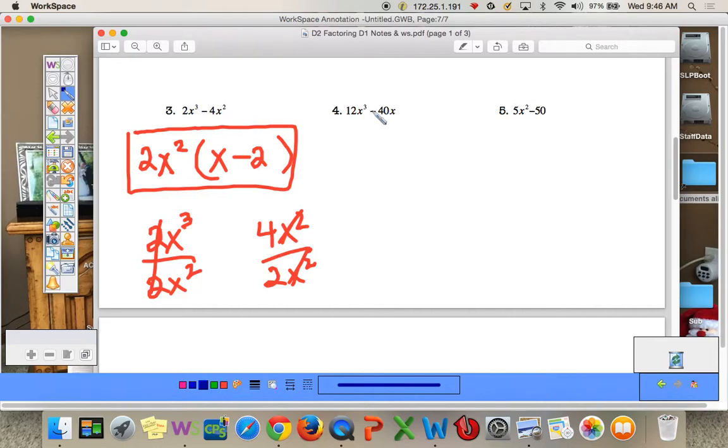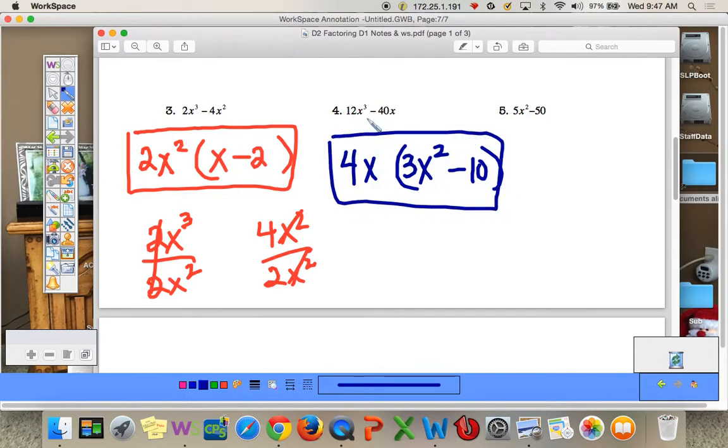What can you divide 12 and 40 by? Well, I know I can divide each one of those by 4. And then this has an x cubed and an x, so I can pull at least 1 x out of each one. Now let's write what's left over by dividing. 12 divided by 4 is 3. X cubed divided by x is x squared. 40 divided by 4 is 10. And x divided by x is 1. Again, you can check your answer by distributing, but these 2 are factors of what we started with.